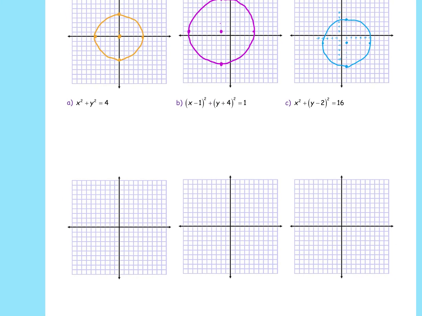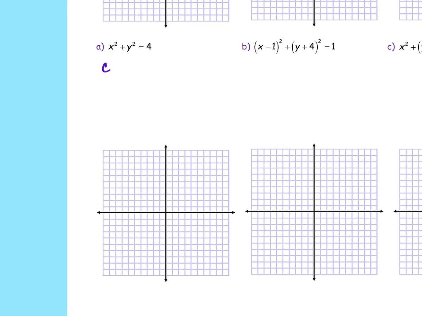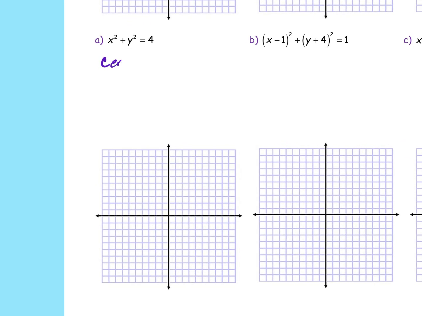So you've got three problems to work on. So go ahead. We've been talking about them. So my center is, what is my center? Let's make it bigger. My center is 0, 0. And my radius is 2, right? The square root of 4. So 0, 0, 2 in each direction. Smaller circles are so much easier to draw. There we go. It's halfway circle-ish.